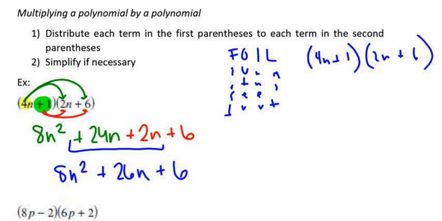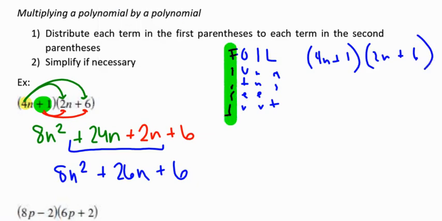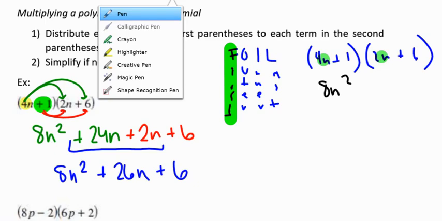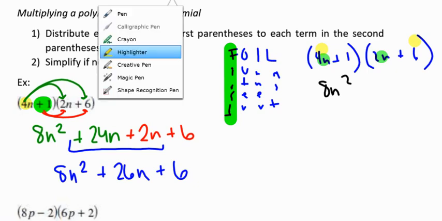So my first terms, if I do this right here first, I'm really taking 4n times 2n. Those are my first terms within each binomial. And 4n times 2n gives me 8n squared. Okay, so next, for the outer, they're saying the outer terms of these 2 binomials would be this 4n and 6. So 4n times 6 we know is 24n.